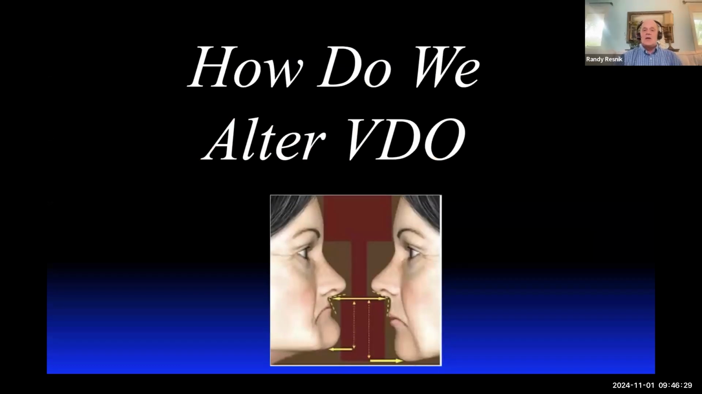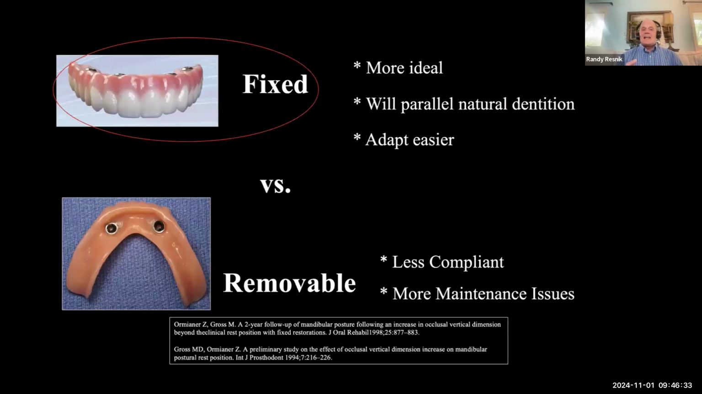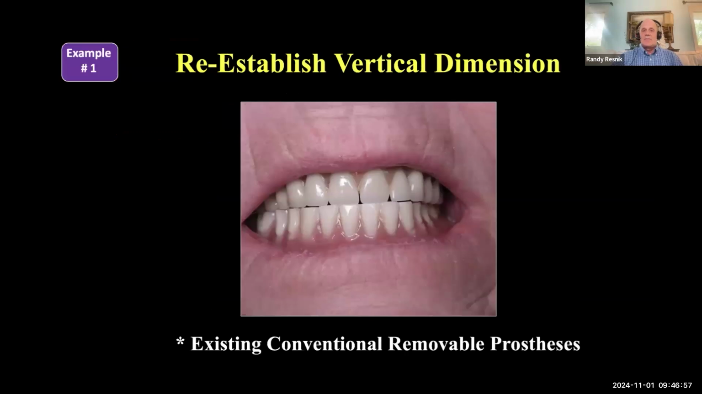So how do we actually alter the VDO? If you look at studies and clinical experience, I can tell you it's a lot easier with a fixed prosthesis. It's more ideal, patients adapt easier, I believe. Anytime you have a removable prosthesis, whether it's an overdenture or just a conventional prosthesis, patients are less compliant. It's harder to get used to. It moves around. So first of all, fixed is a lot easier.